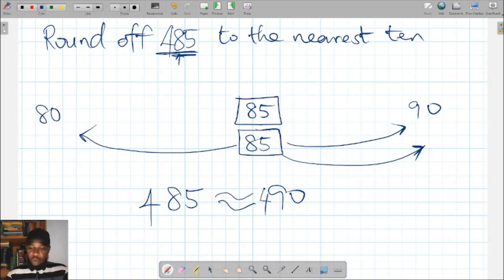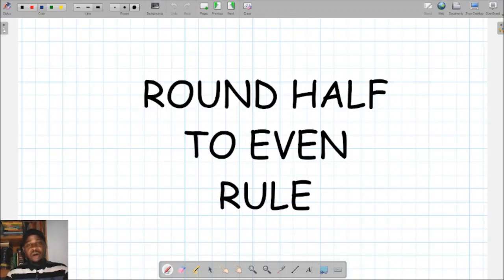But then there are other rules to handling situations like this. There is what we call the round half to even rule, and sometimes you might come across this in textbooks. So let me just take you through it so that it doesn't come as a shock whenever you see it. It's also a valid rule. Okay, so the round half to even, what does it say?